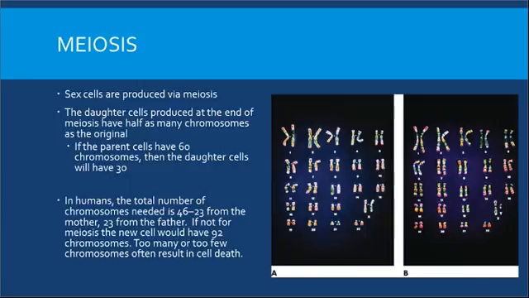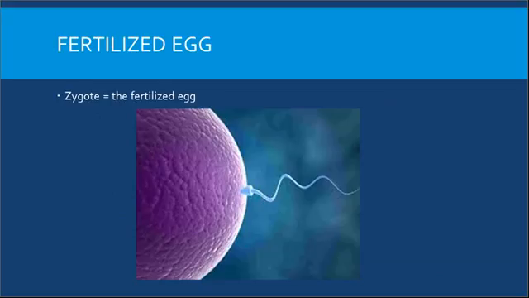In humans, the total number of chromosomes needed is 46. 23 of those are from your mother and 23 are from your father. If not for meiosis, the new cell would have 92 chromosomes. Not what we need. Too few or too many chromosomes could result in cell death. Again, one more reminder of this term I want you to remember is zygote. That term means a fertilized egg.